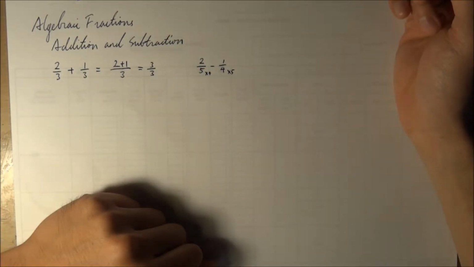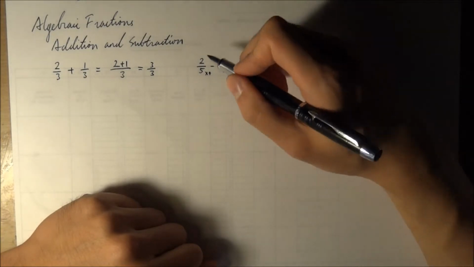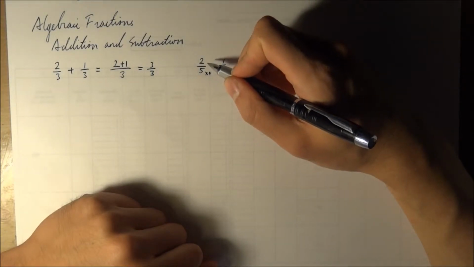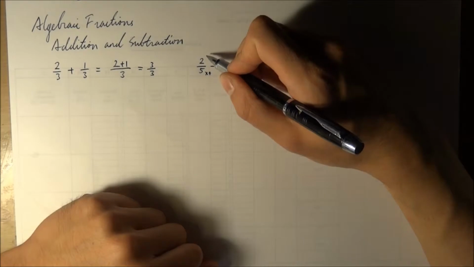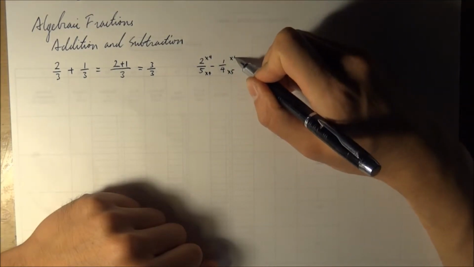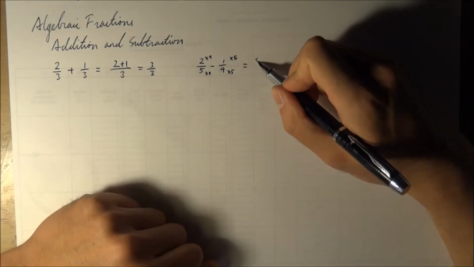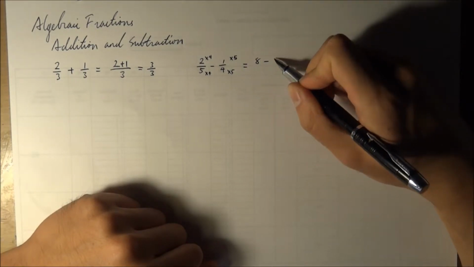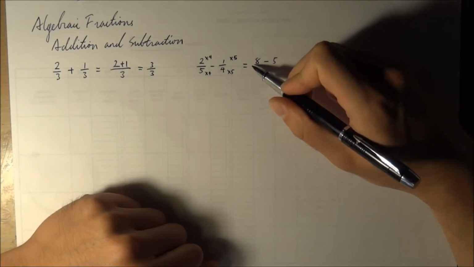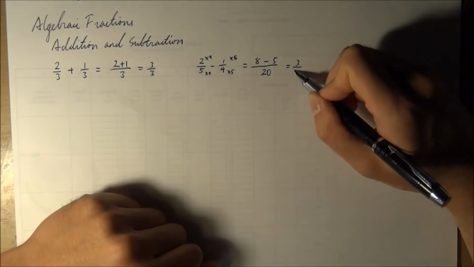And notice that we have to convert it into equivalent fractions. So whatever we do to the denominator, we have to do to the numerator. So we multiply the top as well. In the end, we have 8 minus 5 over 20, and we end up with 3 over 20.